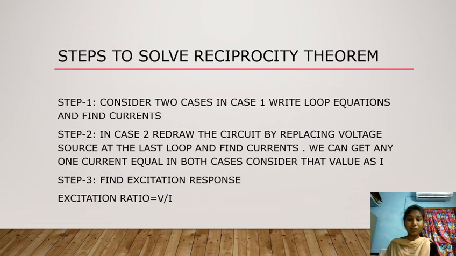Steps to solve the reciprocity theorem. Step 1: consider two cases. In case 1, write the loop equations and find the current. In step 2, we take case 2 and redraw the circuit by replacing the voltage source and the loads, and find the currents. We can get any one current equal in both cases. Consider that as the value. As step 3, we need to find the excitation and responses, and the ratio of it is V by I.